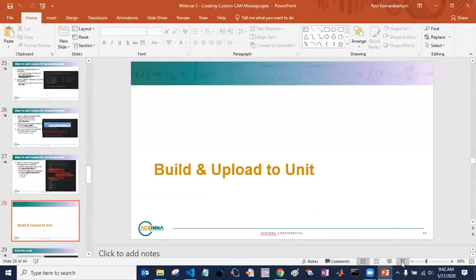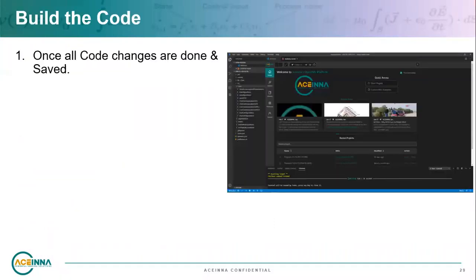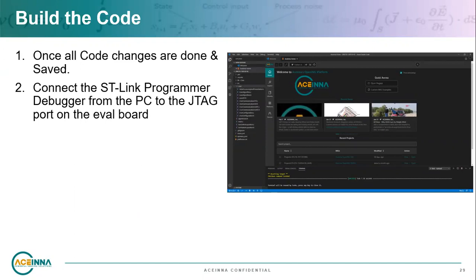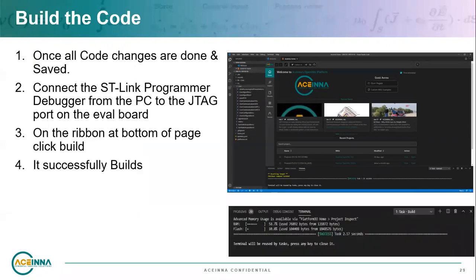The next step is building the source code and uploading it to the unit. Once all your code changes have been done, save it. Connect the ST-Link programmer debugger from the PC to the JTAG pod on your eval board. Then on the ribbon at the bottom of the page, click Build. It's going to build successfully. If there are any errors in your source code, they will show up over here, and you can go to the particular line, debug the errors, and build it.